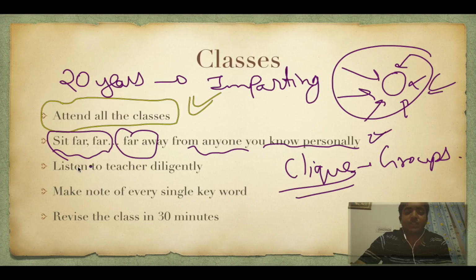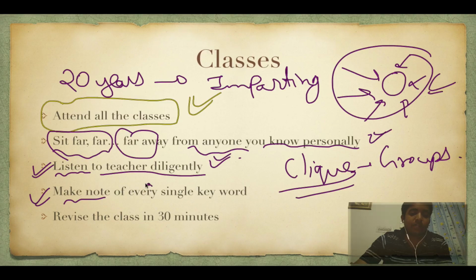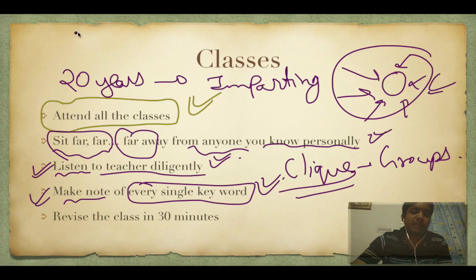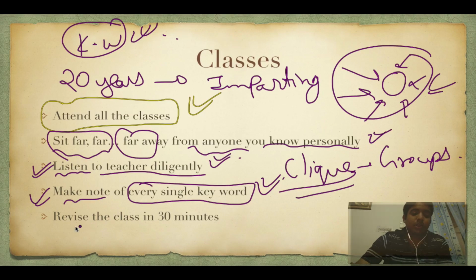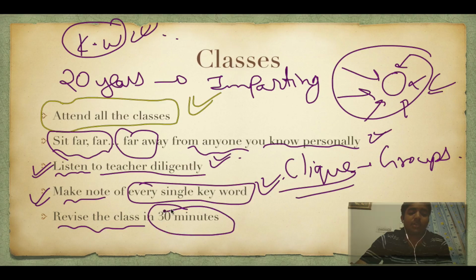So do not do such things, because if you sit far away, then only you can listen to your teacher diligently. Otherwise it is not possible, sir and ma'am. Then you have to make note of each and every single keyword which they are saying. Each and every keyword which a teacher is saying should be noted down. And then you have to revise the entire class in 30 minutes.